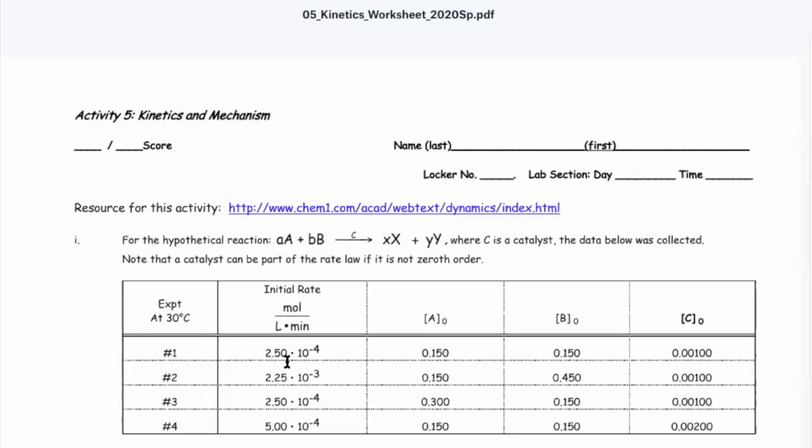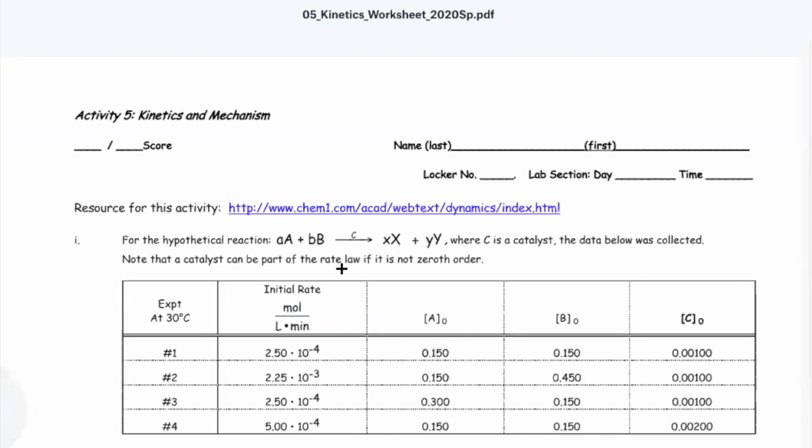Now, for those of you who were in my lecture, remember that what you want to do is pick 2 experiments in which 2 of the concentrations don't change. So you can see how the rate changes for only 1 chemical in which the concentration is modified. So I'll give you an example. Let's say I want to figure out what the order is for the first chemical A.